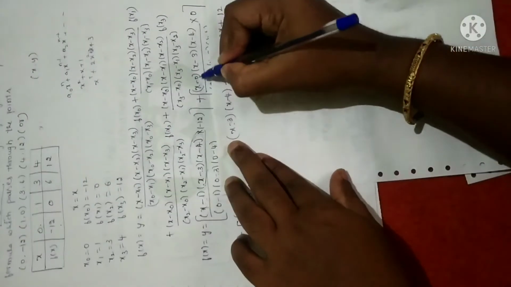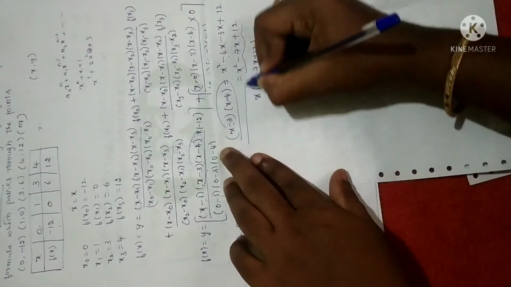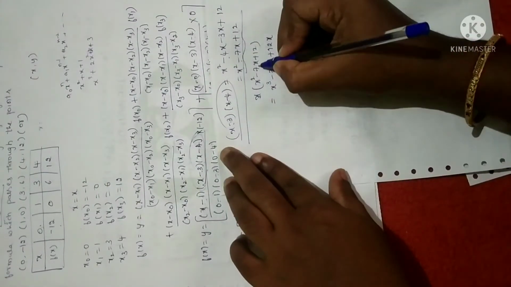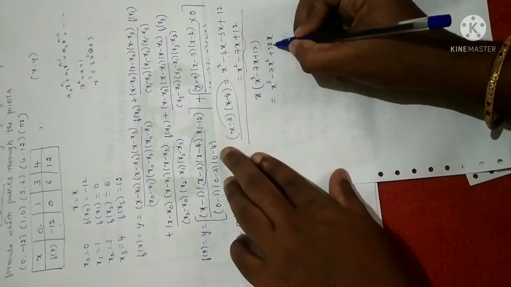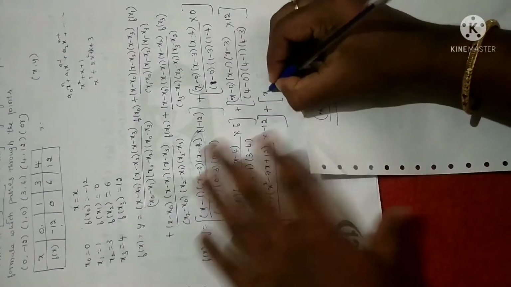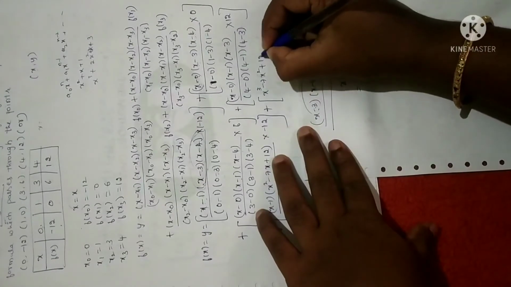I'll just repeat once again. x minus 0 is x. You will get x minus 3 into x minus 4. What is the value of x minus 3 into x minus 4? x square minus 7x plus 12. Now again when you multiply, you will get x cube minus 7x square plus 12x. Now I am going to write here: x cube minus 7x square plus 12x.